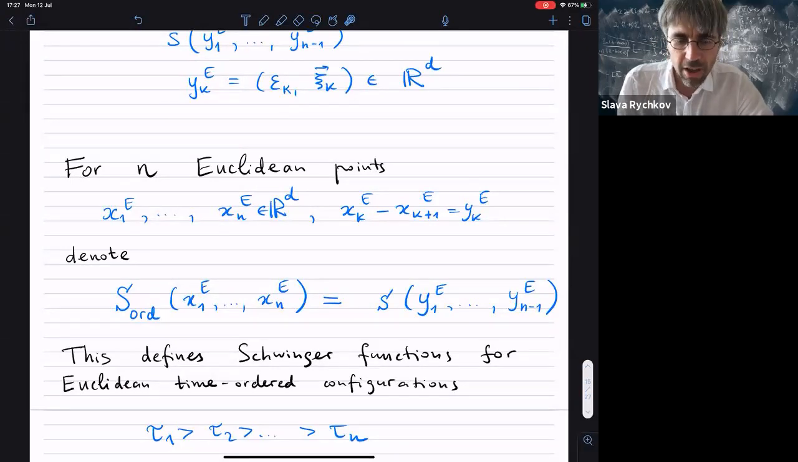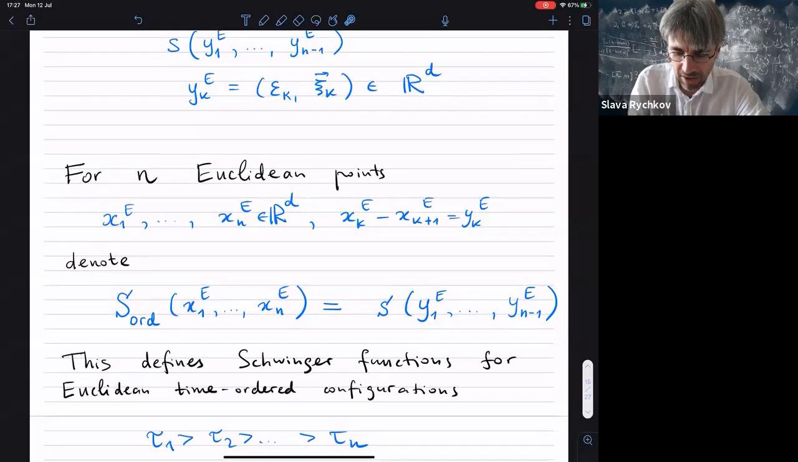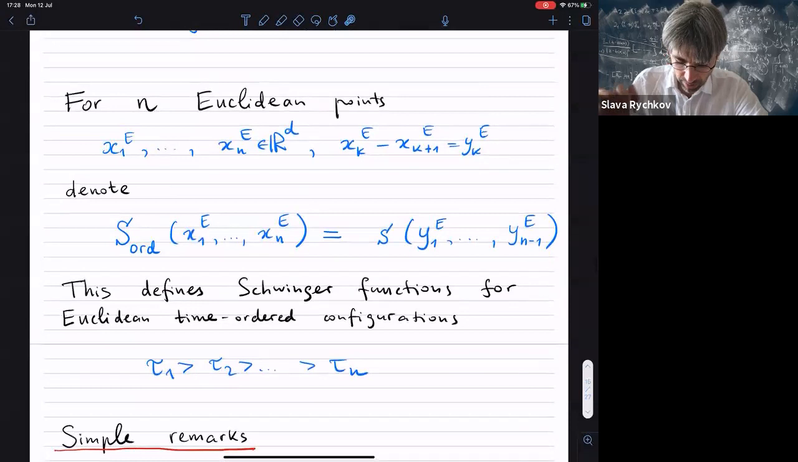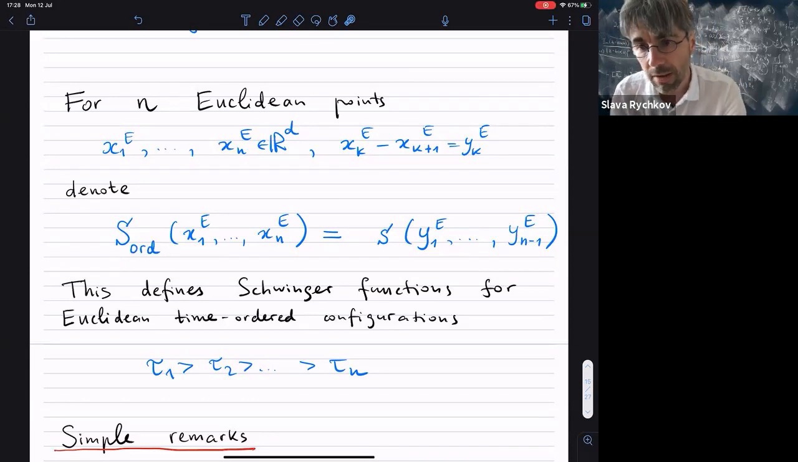The definition that I gave defines the Schwinger function only for Euclidean point configurations which are ordered in Euclidean time. The way I defined it, by analytic continuation, I demanded that these epsilon k are positive, because that's the condition for the forward tube. So I obtain Schwinger functions provided that tau 1, the first Euclidean time, is larger than tau 2, and so on, larger than tau n. That's why I put this subscript "ordered" here, to remember that. So I haven't yet finished my definition, but I already obtained something.